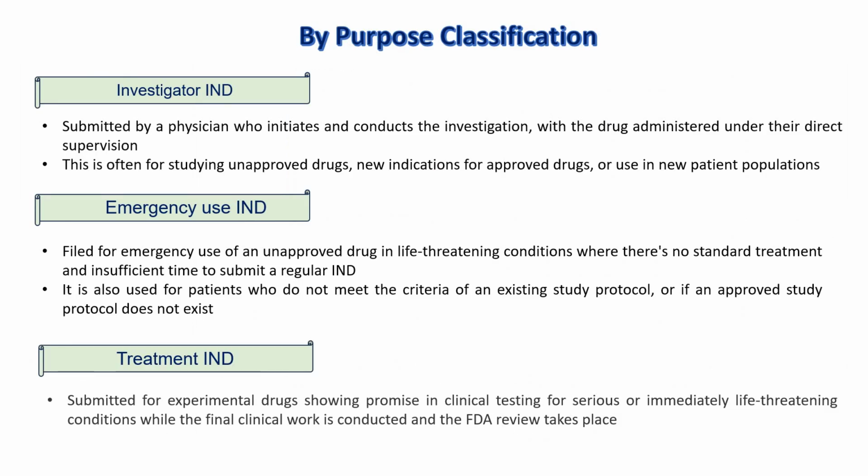The next classification is by purpose classification. By purpose, there are three INDs: investigator IND, emergency use IND, and treatment IND. Investigator IND is submitted by a physician who initiates and conducts the investigation with the drug administered under their direct supervision, right? I hope I am clear with this statement, and this is often for studying unapproved drugs, new indications for approved drugs, or use in a new patient population, right?